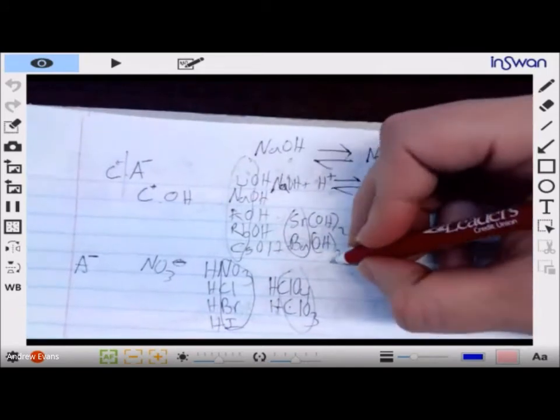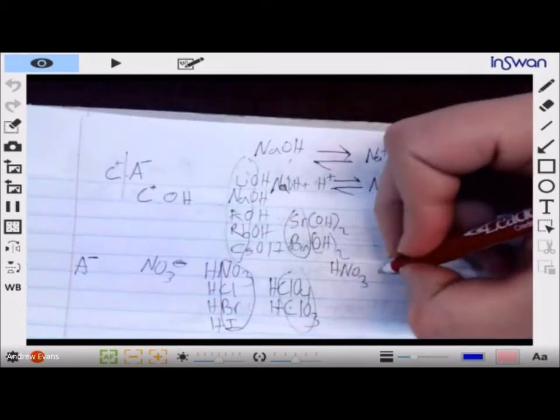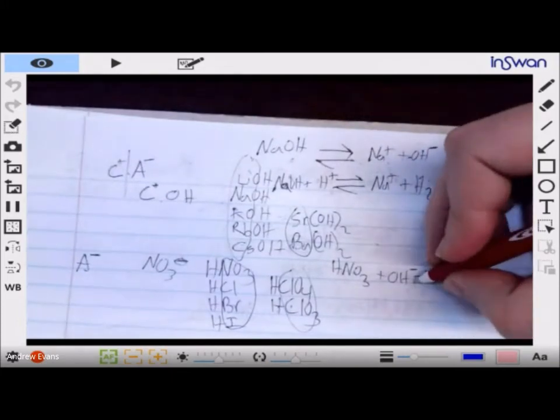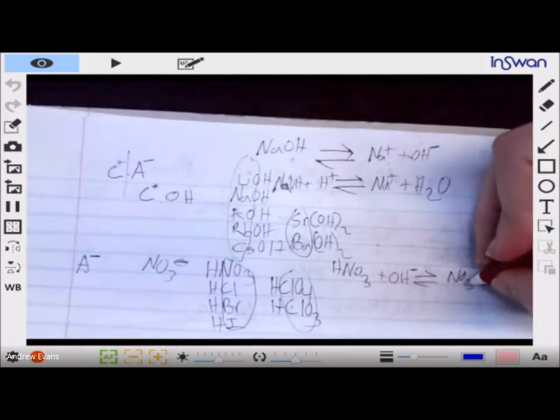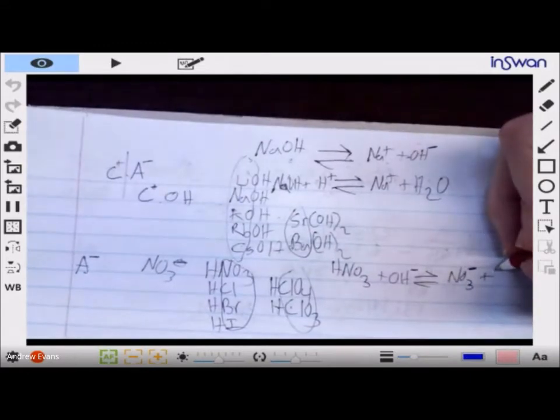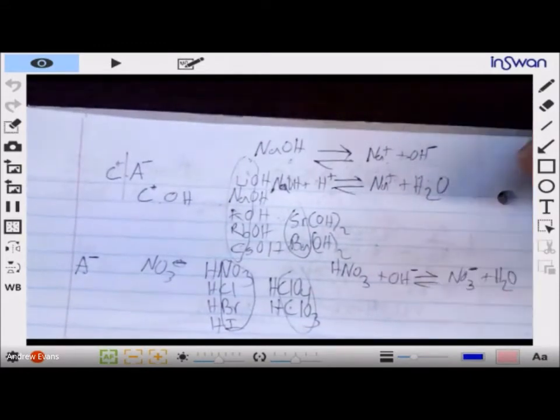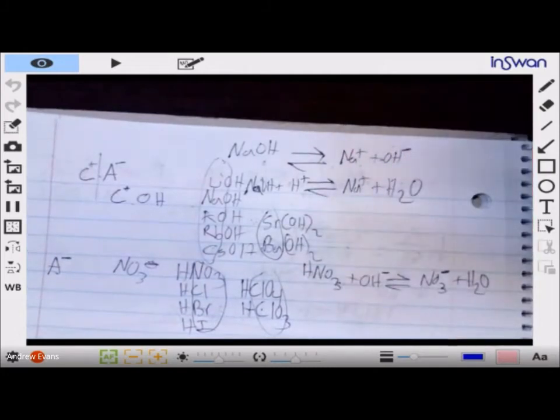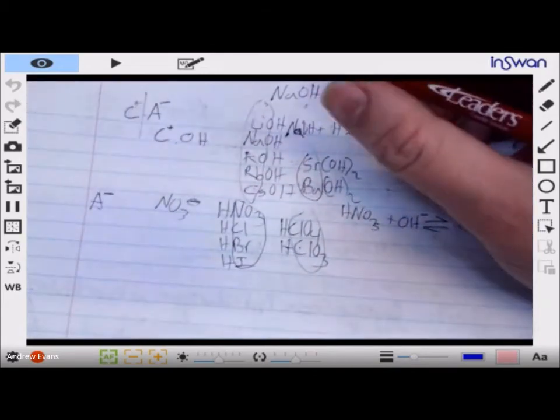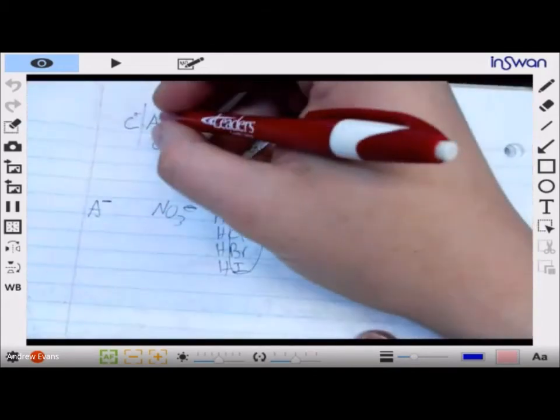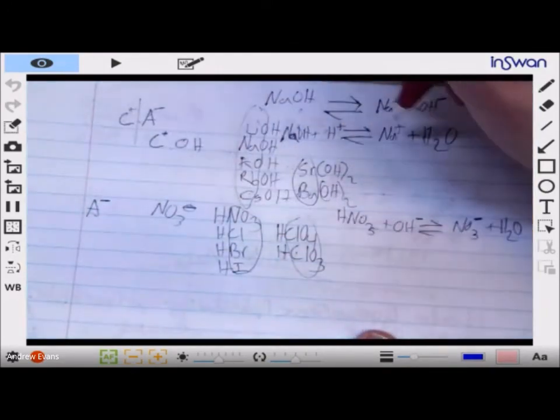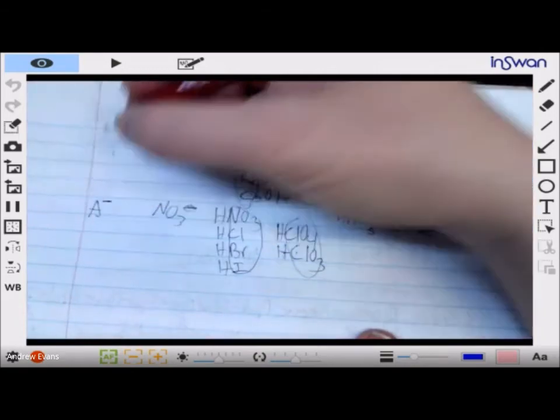If I talked about HNO3 and OH minus, what is the likelihood of NO3 minus going backwards and attacking water and going back to this? It's going to be 0 or close to 0. So when you look at a salt, the cation is going to control basicity.